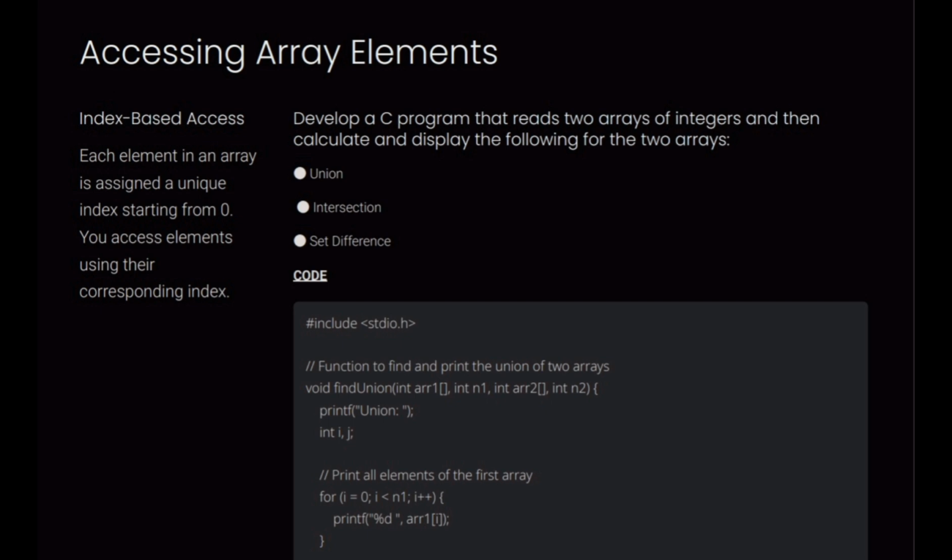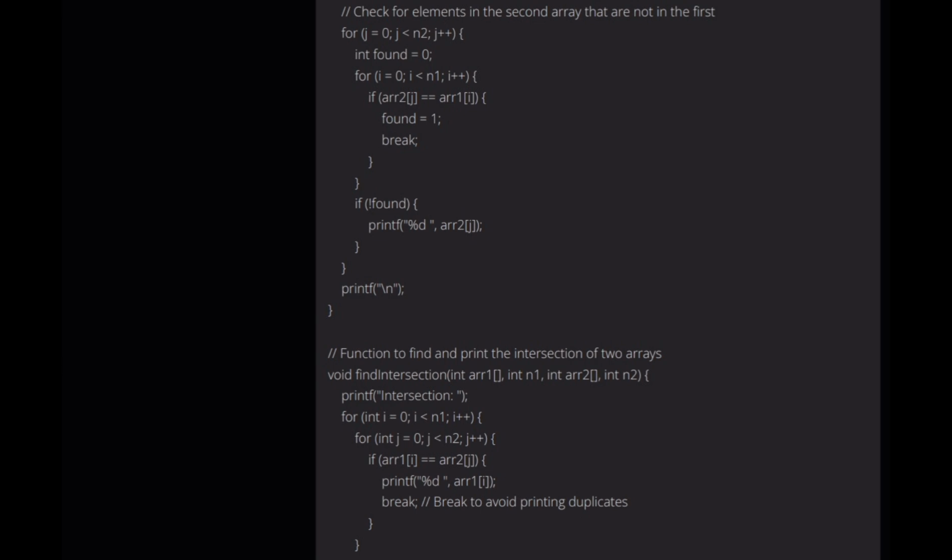Function definitions: we have used find union, where it is int array 1, int n1, int array 2 and int n2. This function calculates and prints the union of two arrays, where array 1 and n1 represent the first array and its size. Logic: it iterates through the first array and prints all its elements. Then it iterates through the second array. For each element in the second array, it checks if the element exists in the first array using a nested loop.